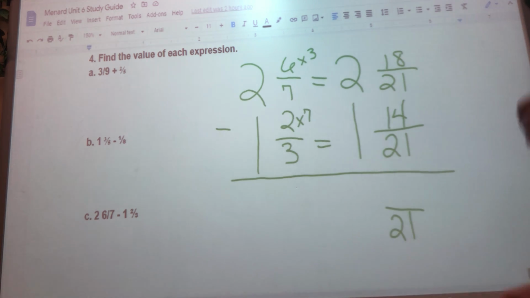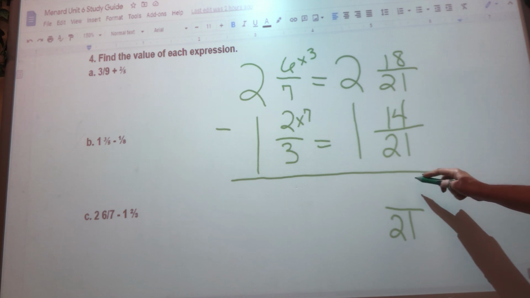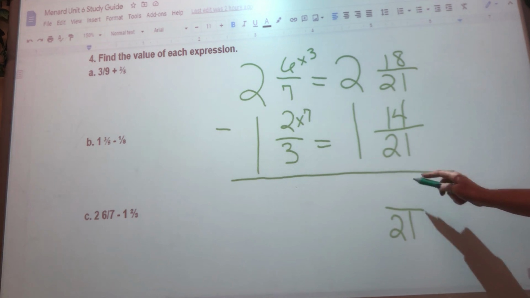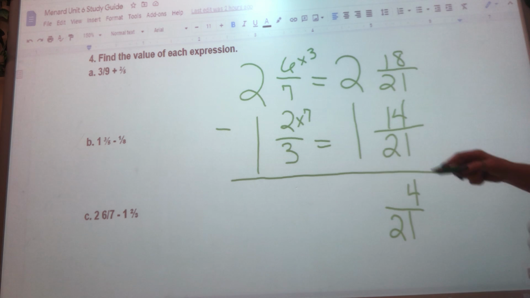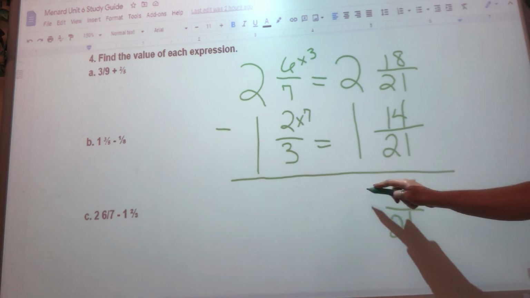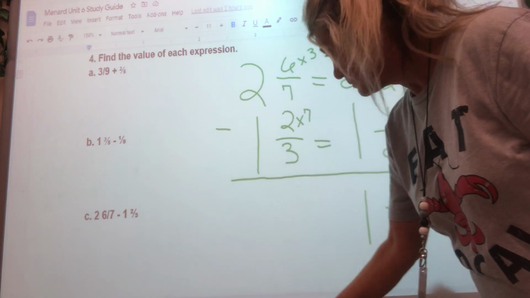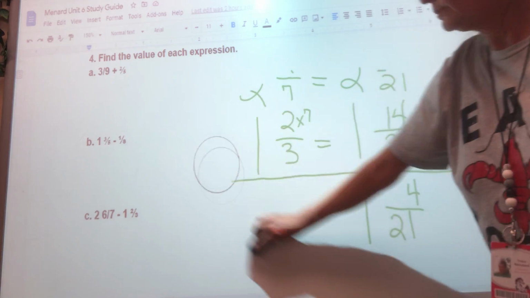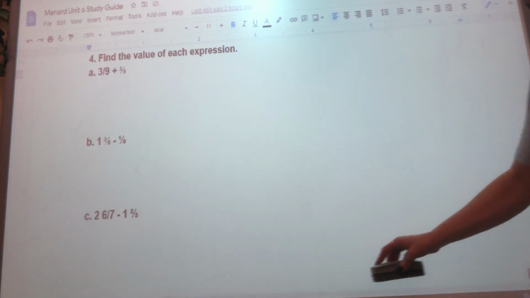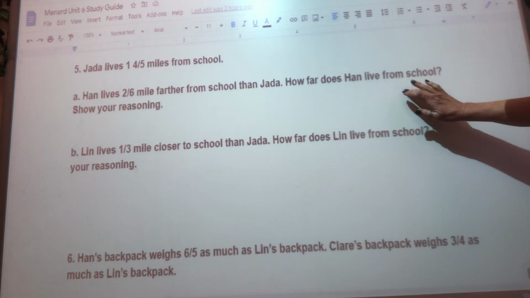Okay, 8 minus 4. 1 minus 1 is 0. 2 minus 1 is 1. Is it in simplest form? Yes, because there's no possible common factor. Is it 21 or 24? 21.